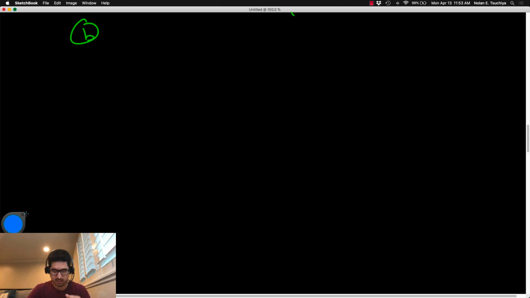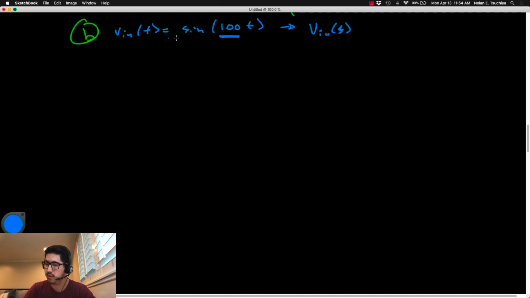Okay, so for this case, we could consider a frequency not sine of 0.1t, but maybe sine of 100t. So this is a much higher frequency signal that we are trying to pass through this filter. A lot of the analysis stays the same, except that the nature of the Laplace of the input changes. Big V of s, if little v of t is sine of 100t, becomes 100 over s squared plus 100 squared. That's really the only change that we see here.